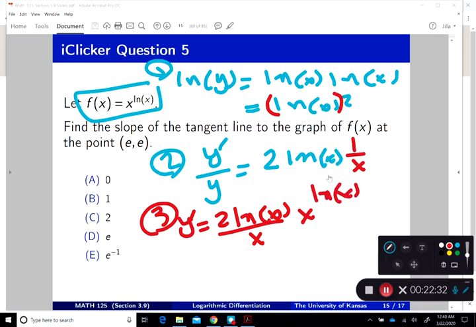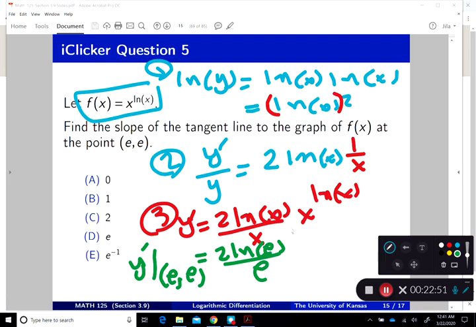Now the next step is to plug in e. If I plug in e, I get y prime at the point (e, e) equal to 2 natural log of e divided by e times e to the power natural log of e. This is a good time to remember natural log of e is equal to 1. So it's basically e to the power 1 times 2 times 1 divided by e. So the answer is 2.